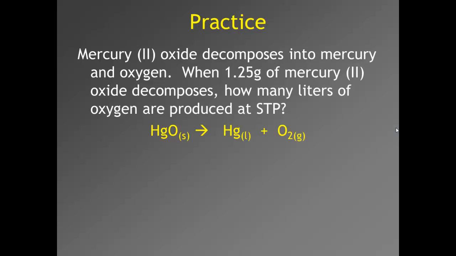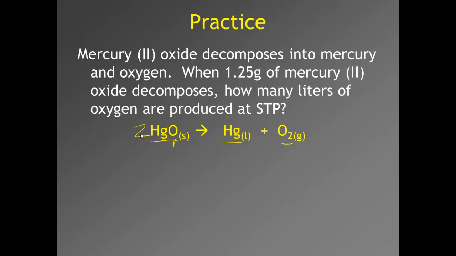Okay, one more problem here. Mercury 2 oxide decomposes into mercury and oxygen. When 1.25 grams of mercury 2 oxide decomposes, how many liters of oxygen are produced at STP? Well, notice in this problem, I don't tell you what type it is. We also, remember, should always check our equation and see if it's balanced. So I have 1 Hg here and 1 Hg there. I have 1 oxygen, and over here I have 2. So I'm not balanced.